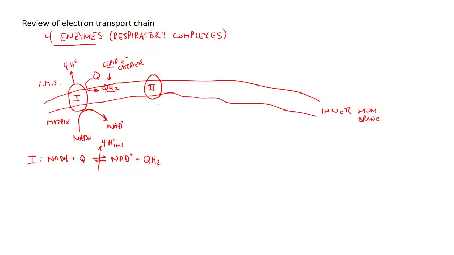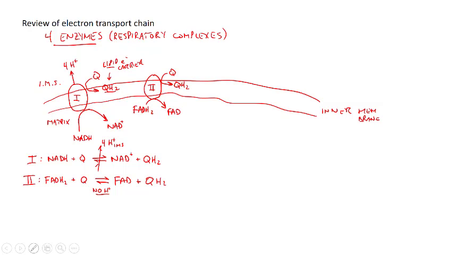Complex 2. Complex 2 takes FADH2 and oxidizes it to give us FAD. And it also puts the electrons onto coenzyme Q, giving us QH2. So we can summarize the complex 2 reaction as FADH2 plus an oxidized coenzyme Q give us FAD plus another QH2. And we said before that complex 2 is the only complex that does not pump protons.